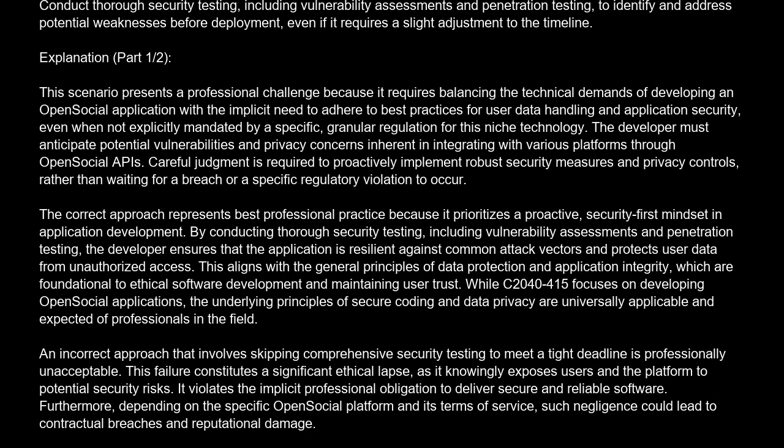The correct answer is B. Conduct thorough security testing, including vulnerability assessments and penetration testing, to identify and address potential weaknesses before deployment, even if it requires a slight adjustment to the timeline.